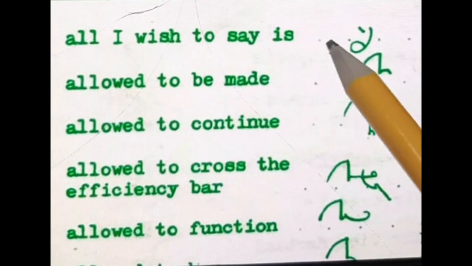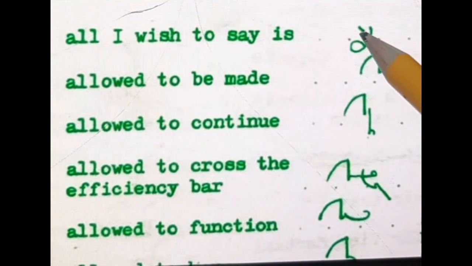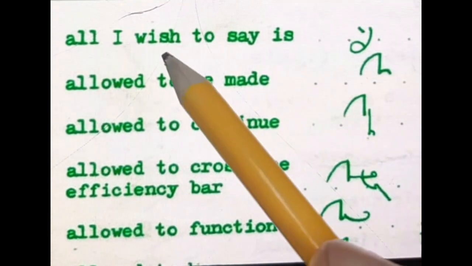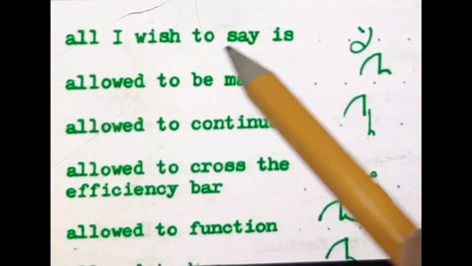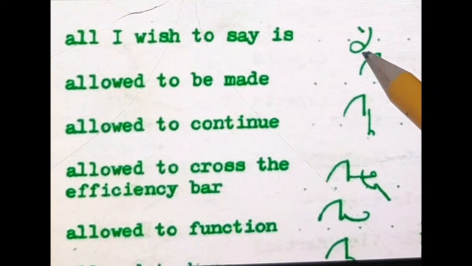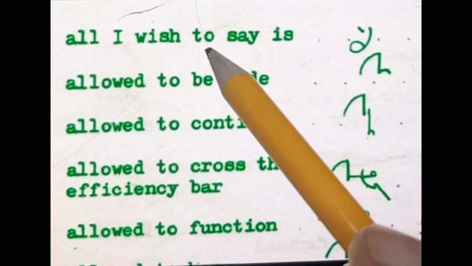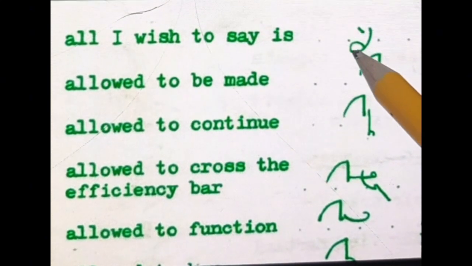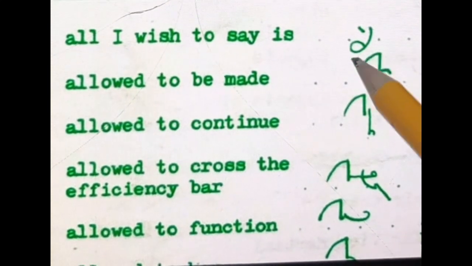All I wish to say is this dash shows all. I is omitted. Wish. This draw shows wish. 2 is omitted. Says. This is double circle which shows a says.